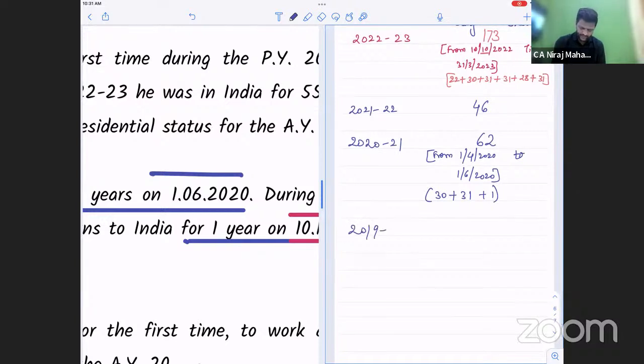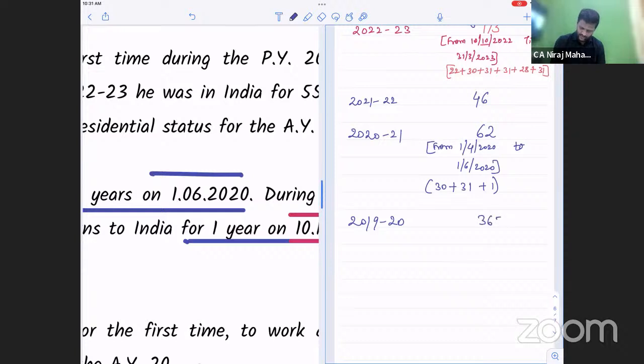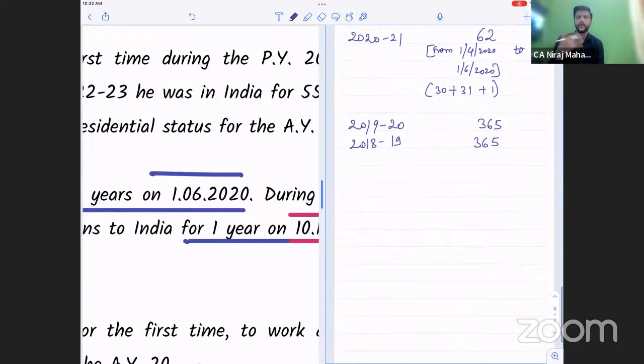What about 19-20? Very good. Because for the last 10 years, he was always in India. I'll not write the remaining years because it will be satisfied. 365 into 2 is how much? 730. So additional condition number 2 will also be satisfied. I don't have to write everything in detail right now.